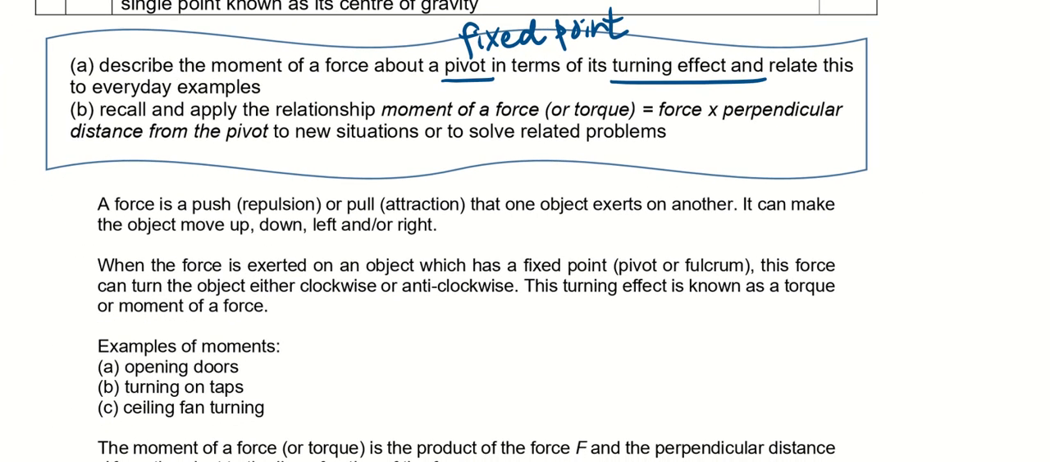Now, we have already learned in previous chapters that a force is either a push or a pull that one object exerts on another. It can make the object move up, down, left, or right. So it's always a straight line motion, either up, down, left, or right. That is the effect if we exert a force on an object.